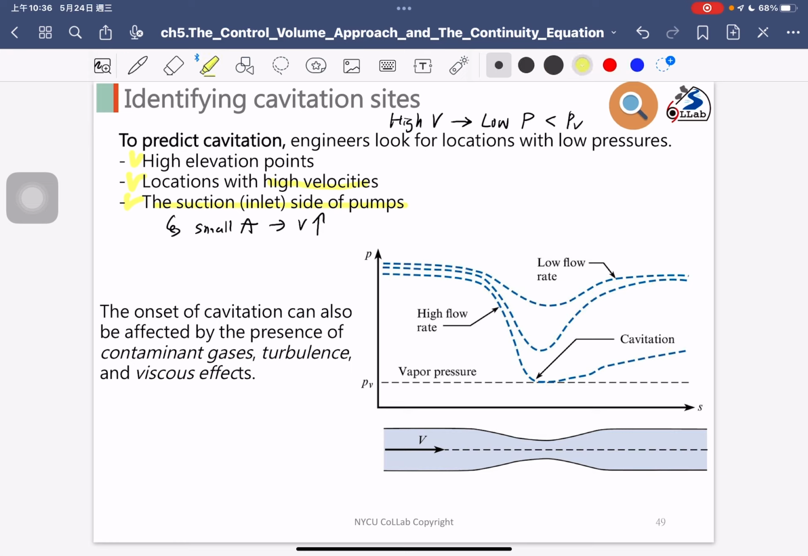Okay, so this is a cartoon figure showing the boundary here, which is our vapor pressure. And you can see the certain cross-section area here is a small cross-section area. So if you have too high a speed, your pressure changes will touch the vapor pressure line, and that indicates that at this point cavitation will happen if the velocity is too high.